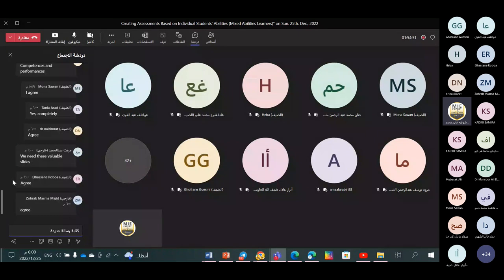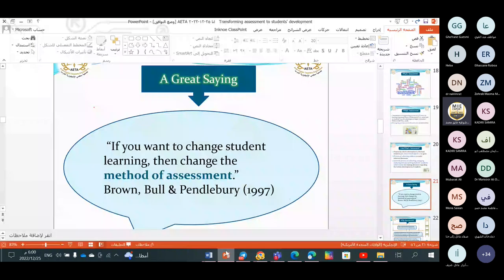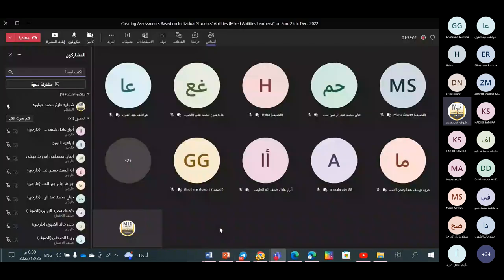What does this mean? Is it necessary to change our tools of assessment, for example, or our ways of assessment? Why is it important? Why? You said, all of you said that you agree with this, but why?